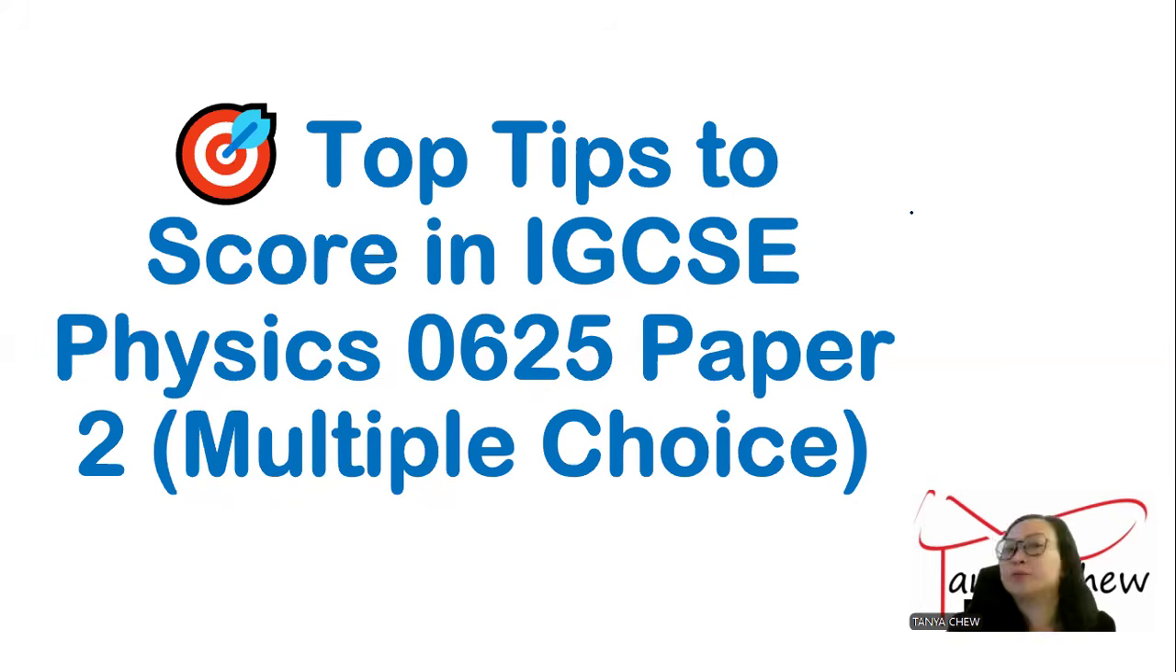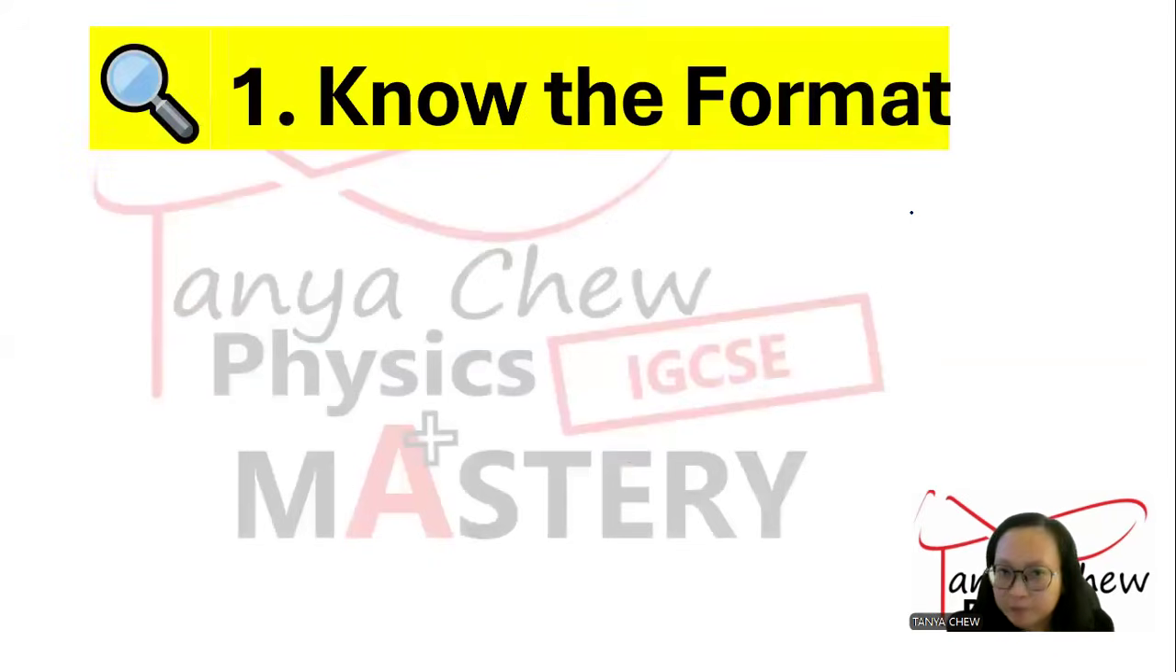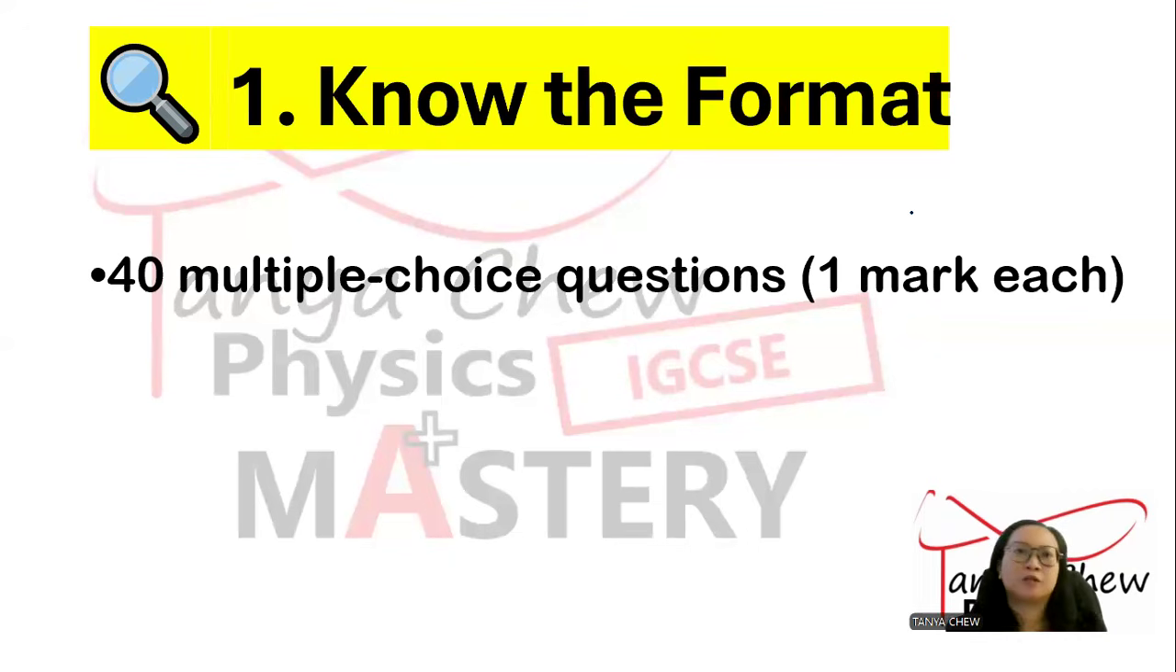This is the top tips to score in your IGCSE Physics 0625 Paper 2 multiple choice, right? Let us look at the tips that I'm going to discuss. First tip, you have to know about the format. You have to be familiar with the format of paper 2. Paper 2 consists of 40 multiple choice questions, 1 mark each. So if you answer 40 questions correctly, you gain 40 marks.